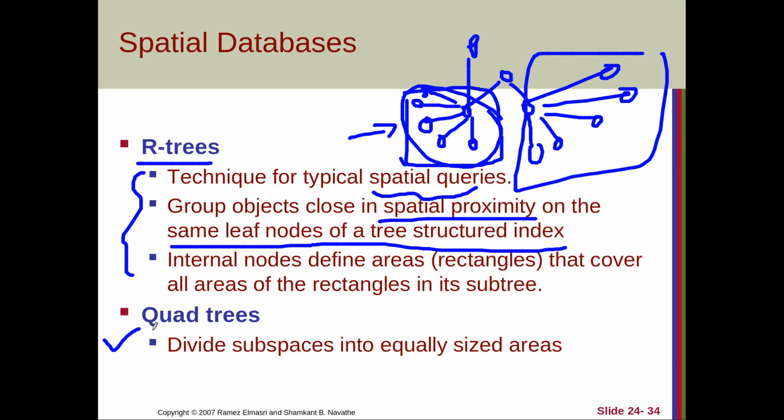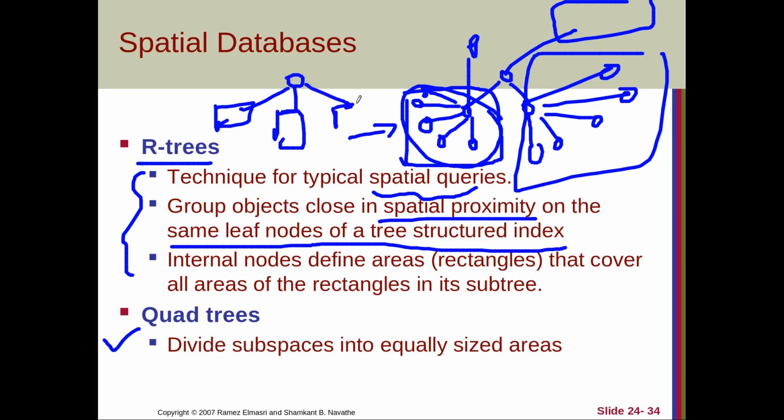Now another representation is quad trees. In quad trees, it divides subspaces into equally sized areas. Now in R trees, the groups of objects will have different sizes. Here we have some 4 buildings, here we have some 10 buildings, here we have some 100 buildings. Depending on that, these nodes or that area will be larger or smaller. But in quad trees, what happens is it will divide equally. It will equally divide the different numbers of objects into fixed-size areas.